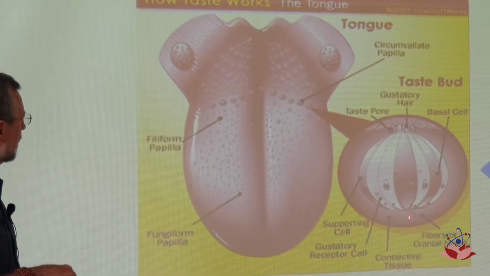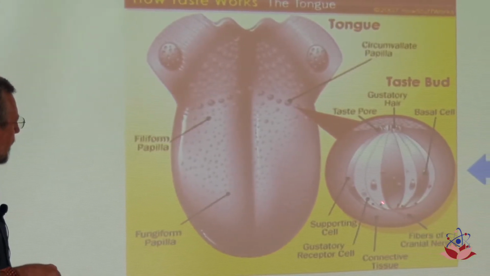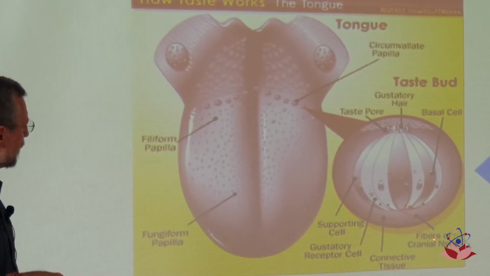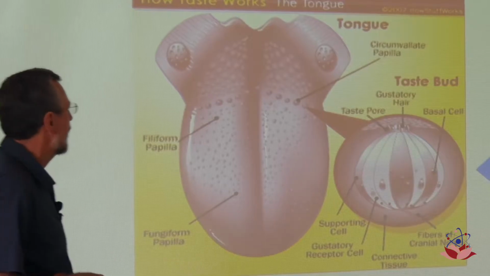So these cells form synapses with the fibers, the nerves that form the fibers of the cranial nerve, the neurons that form the fibers of the cranial nerve.